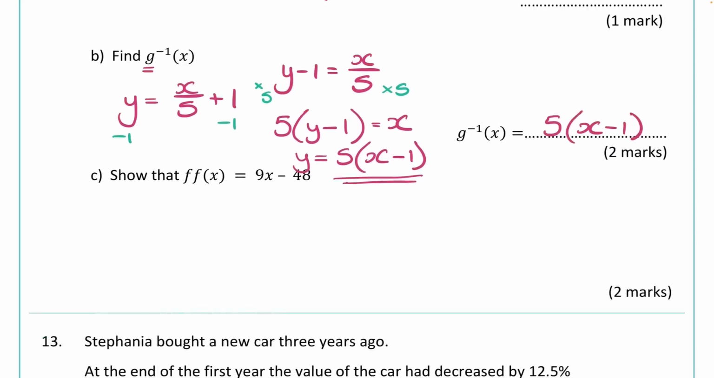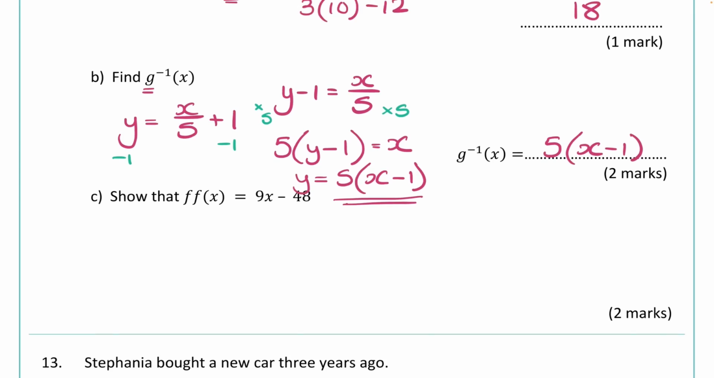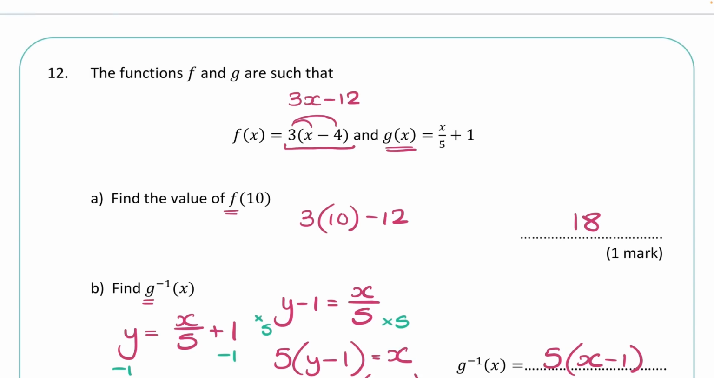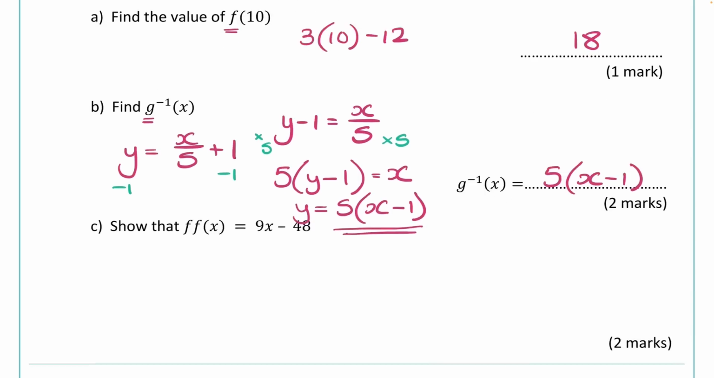Now part C here is asking us to do a composite function, a relatively nice one as well because it's ff(x), so we don't have to necessarily think about the order in which we do that. Remember though, if it was gf(x), you have to put the f function into g, and if it's the other way around, fg(x), you've got to put the g function into f. But here with ff(x), we just have to put the f function into f. Now the f function is 3x minus 12. So I'm going to write that down here.